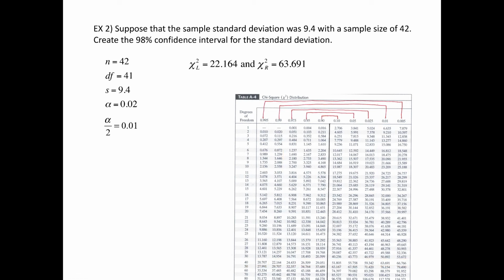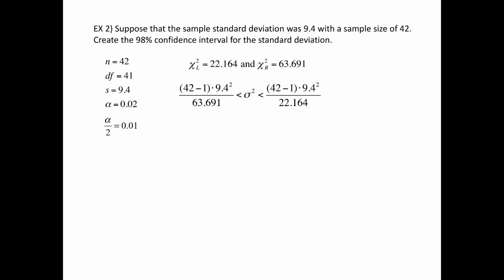All right, now I'm done with the table, and now I'll do that little formula. Like I said, unfortunately, this is not in the calculator, so you need to set this up yourself. N minus 1, the s gets squared, and then here's where you put chi-squared right on the left and chi-squared left on the right. Then just type that into a calculator and take the square root of each answer. And we end up with the standard deviation somewhere between 7.5 and 12.785.